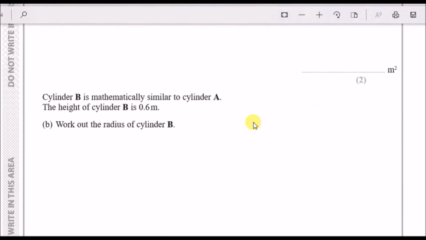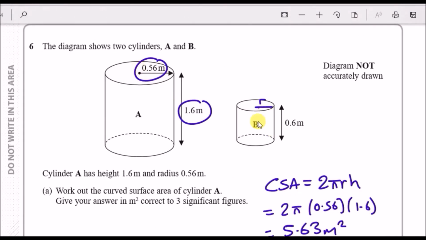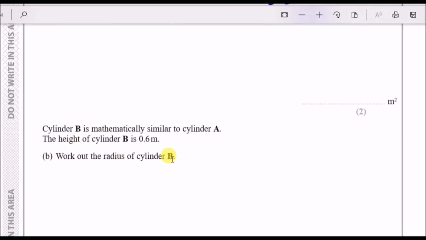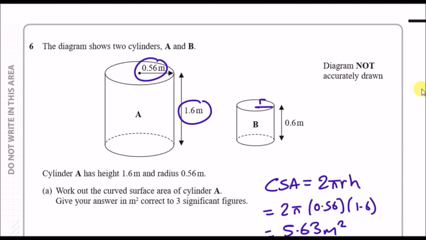Cylinder B is mathematically similar to cylinder A. What that means is that these two are directly proportional. So 1.6 is proportional to 0.6, meaning 0.56 is proportional to B's radius. Now, work out the radius of cylinder B. Let's see how many times smaller 0.6 is compared to 1.6. So 0.6 over 1.6 gives us, in the calculator, 3/8.